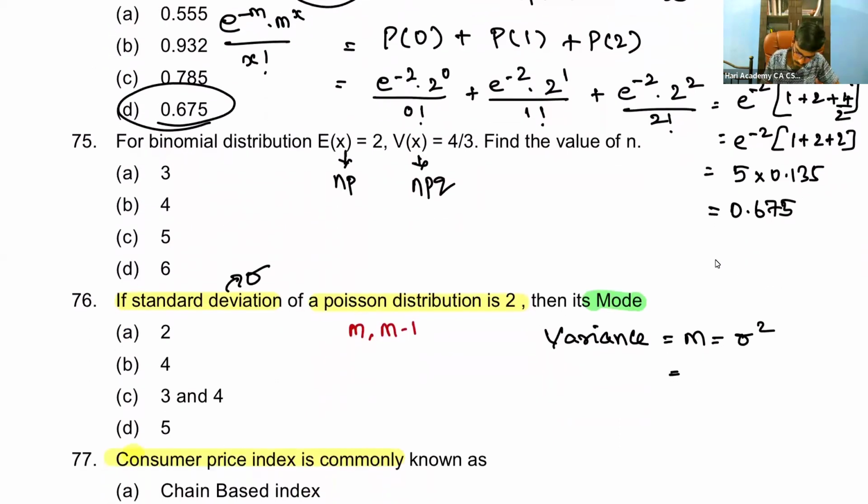Question number 7. Binomial distribution. E of x is 2, variance of x is 4 by 3. We know under a binomial distribution, E of x is mean. Mean is nothing but np.